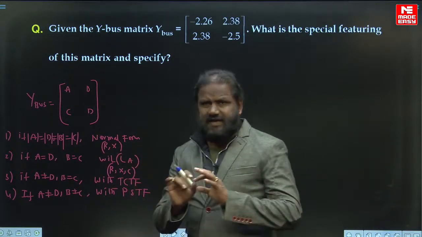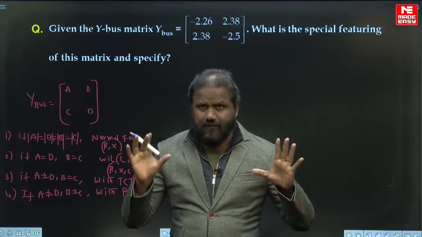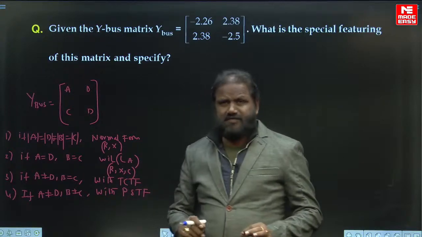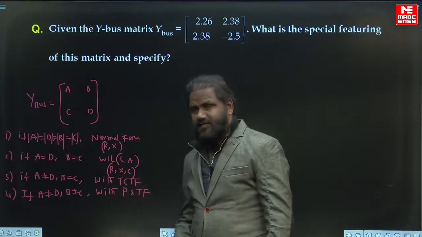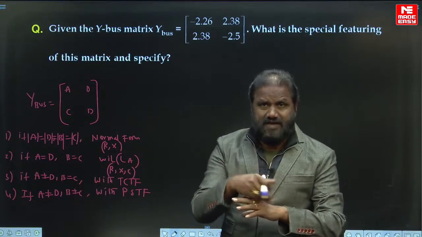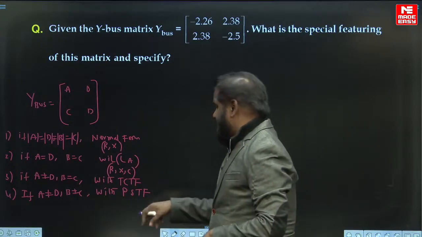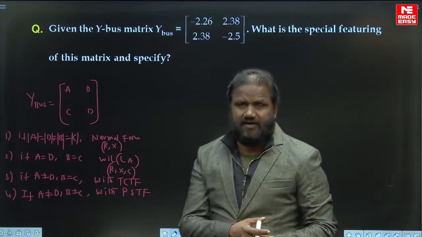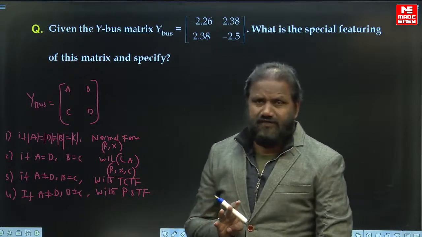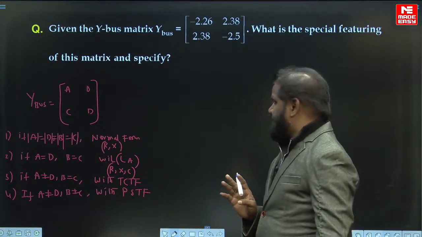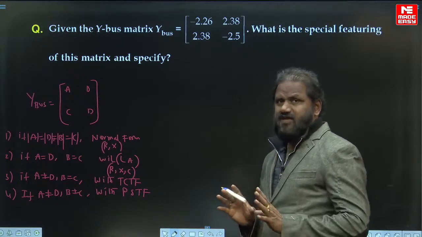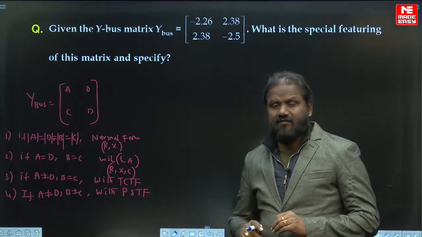Normal form means the line has resistance and inductance only. With line charging means along with the resistance and inductance, capacitance is also included. Next, tap changing transformer means along with the impedance, a tap changing transformer is also there. Along with the impedance, a phase shifting transformer is also there. So these are the 4 forms, the 4 case studies you have to make in writing the Y-bus matrix.